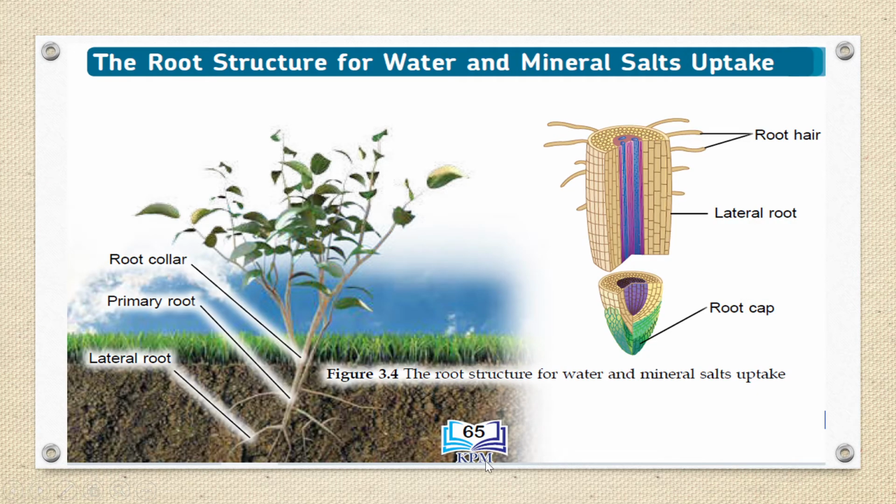This is the root structure, the longitudinal section, where you can easily identify these extended epidermal tissues, and that is the root hair. Okay, you have the lateral root, which is not the primary root, and also the cap down here. This is called the root cap. Also, you have the root collar, which is very near the surface of the soil.